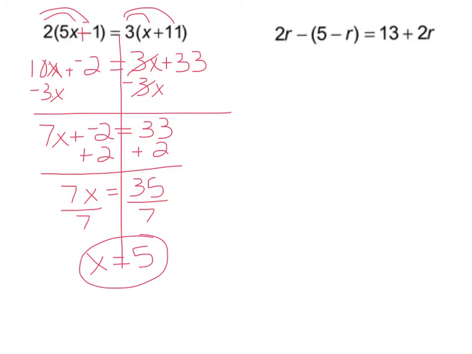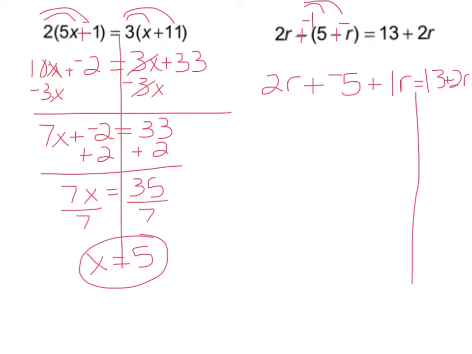Alright, next one here. We have a minus sign right here before the parentheses and a minus sign in the parentheses. So first thing we're going to do is change this to a plus. And think about having a negative 1 on the outside there. Change this to a plus, make it a negative r. Alright, so that gives me, now I'm going to distribute the negative 1 to inside the parentheses. So 2r plus negative 5 plus negative 1 times negative r just gives me positive 1r equals 13 plus 2r.